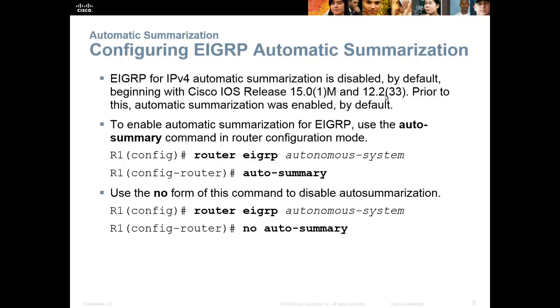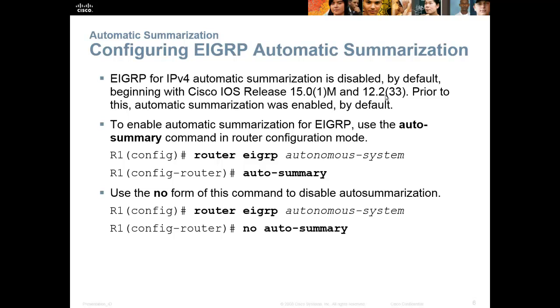And then again, as far as the CCNA goes, you know they're going to try to slip a question on the new CCNA about automatic summarization since they've changed it. So make sure that you're aware of those version numbers and where it's turned on and where it's turned off. The 15.0 is easy, the 12.2.33 is kind of tough.